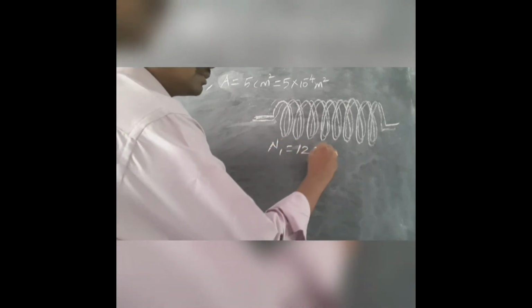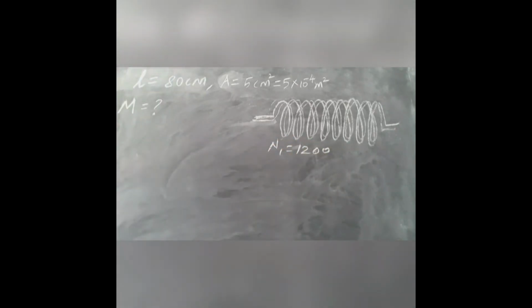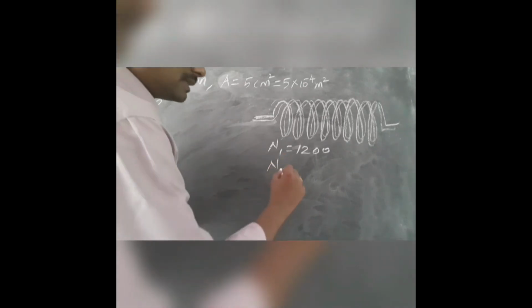If the number of turns in the first coil is 1200, the number of turns in the second coil is taken as 400 turns.